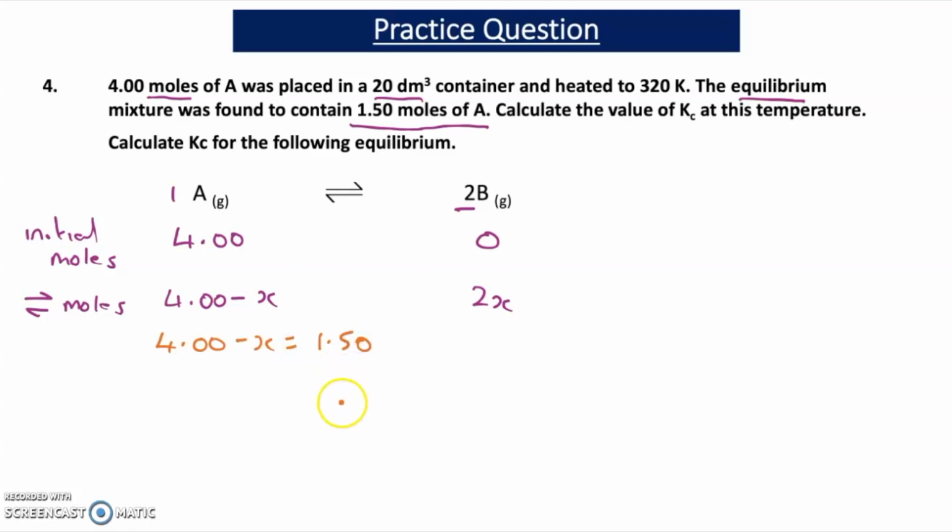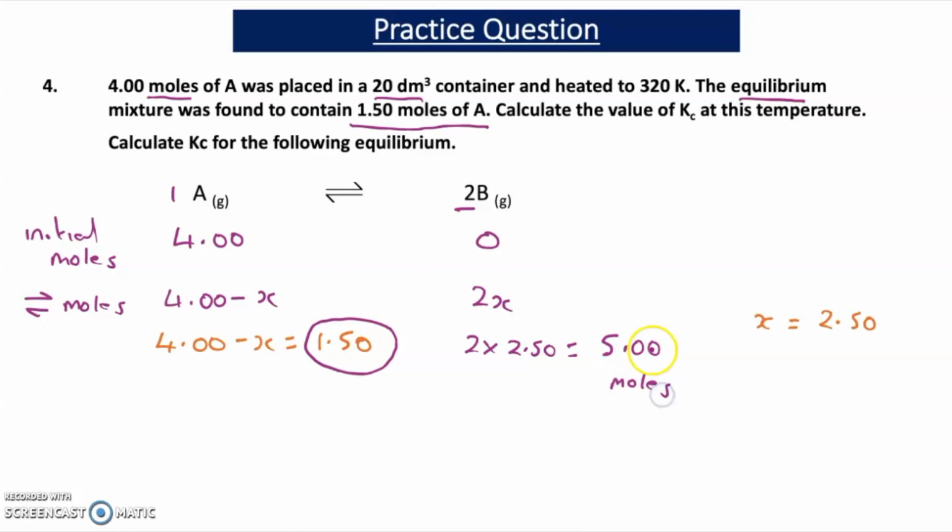Now the question tells me that at equilibrium the number of moles of A is 1.50. Now I know that the number of moles of A at equilibrium is 4 minus x. Now that's equal to 1.50. So if I rearrange this, I can get the value of x, and x is equal to 2.50. Now if I know the value of x is 2.50 moles, I now know that I have 1.50 moles of A at equilibrium and 2 times 2.50 moles of B, because B is equal to 2x. So I now have the moles of B, 5 moles, and the moles of A, 1.50 moles.